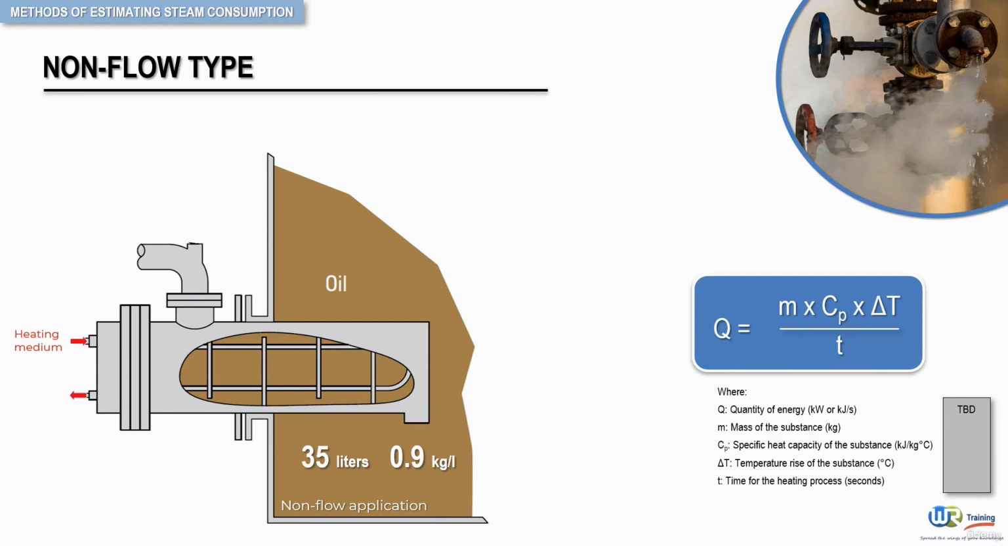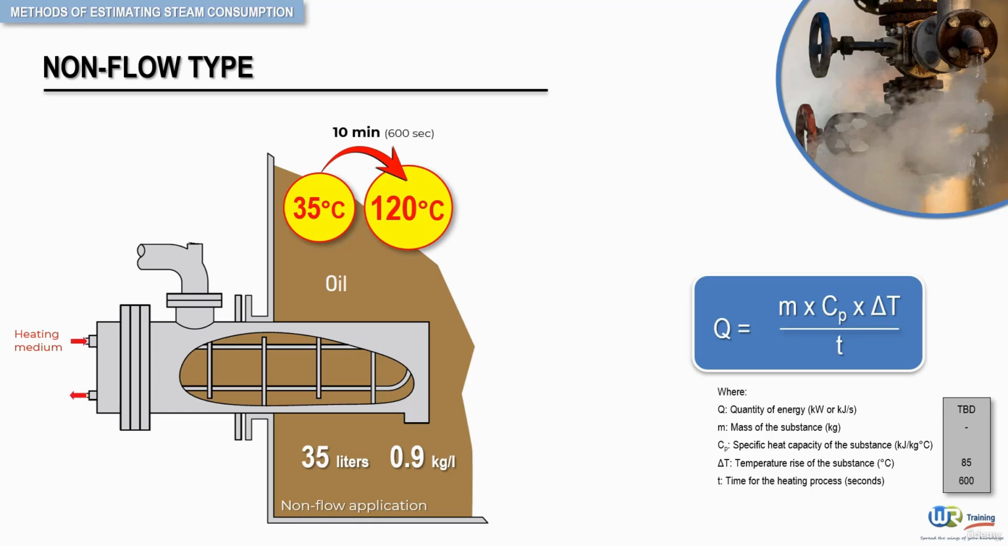Here, a quantity of oil is heated from a temperature of 35 degrees Celsius to 120 degrees Celsius over a period of 10 minutes. The volume of the oil is 35 liters. Its density is 900 kg per cubic meter, or 0.9 kg per liter, and its specific heat capacity is 1.9 kilojoule per kilogram degree Celsius over that temperature range. So let's determine the rate of heat transfer required for this non-flow application.